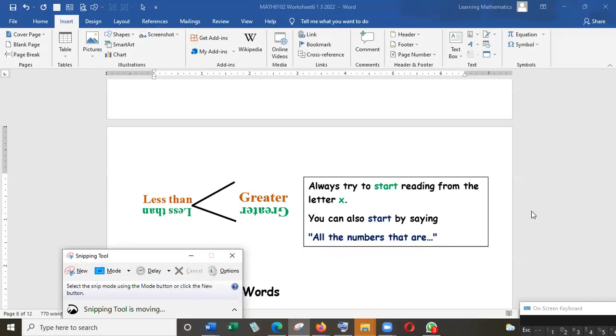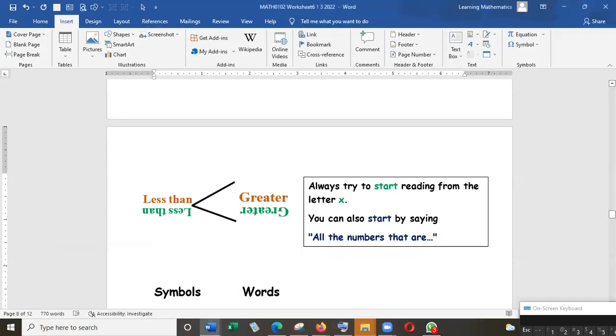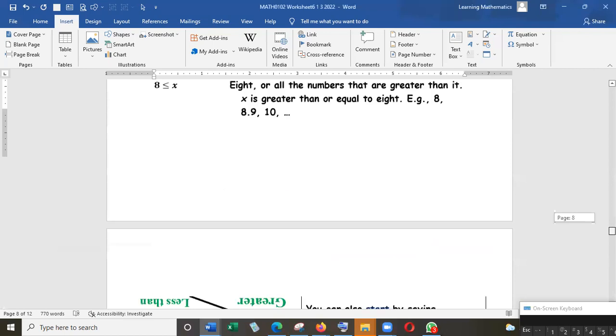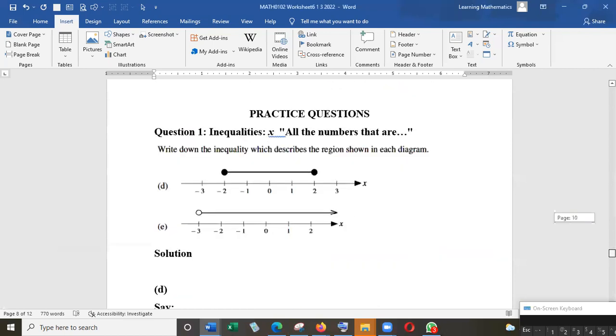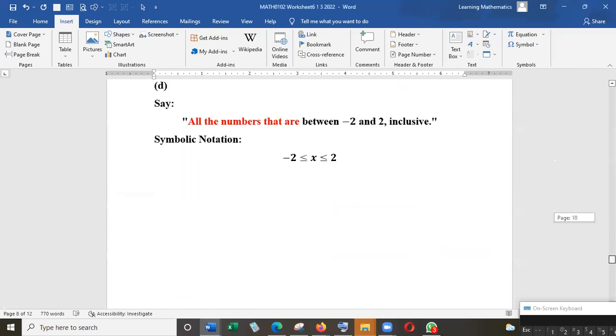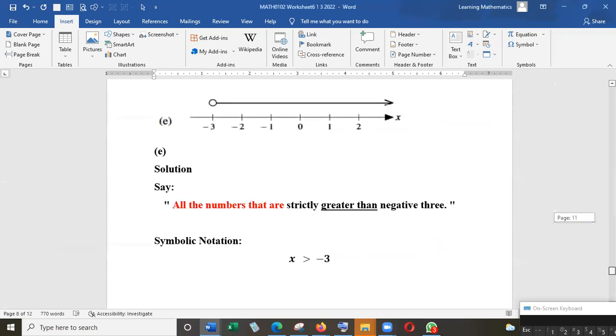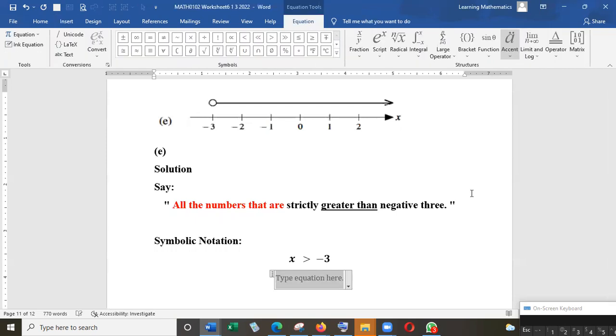Okay, so now the mere fact that we say greater than, then the opening has to face the x. X is greater than -3. Now this is just one way to write this. There's another way to write this, and it means the same thing.